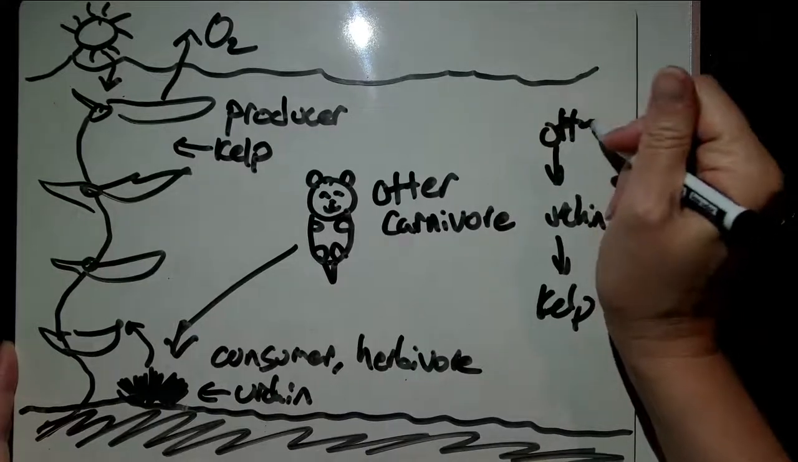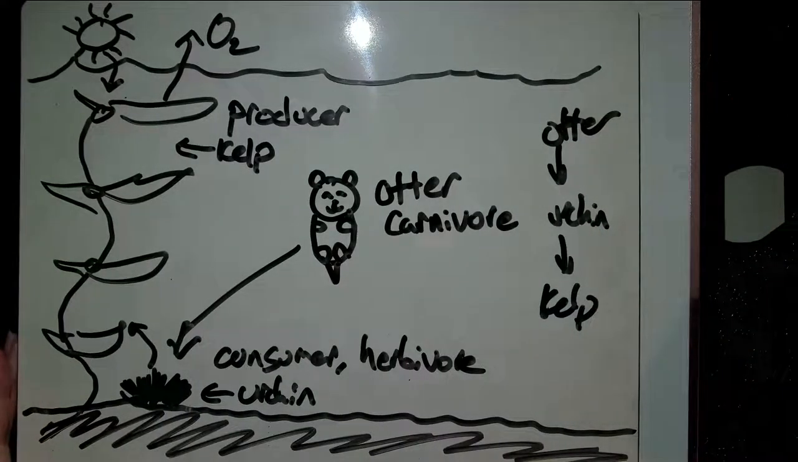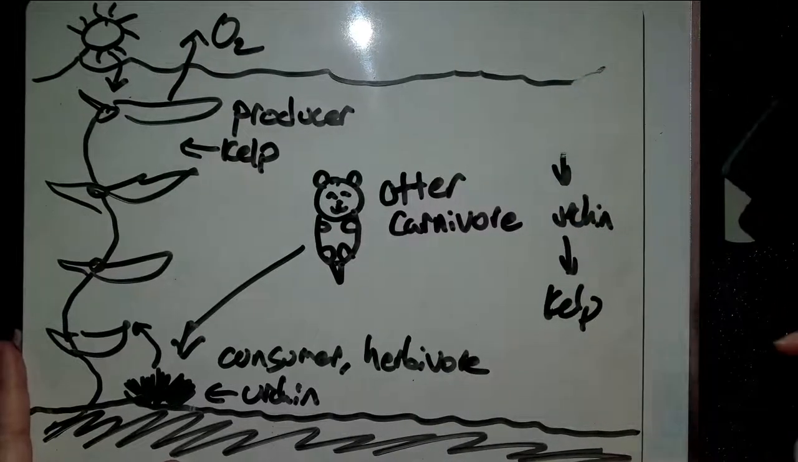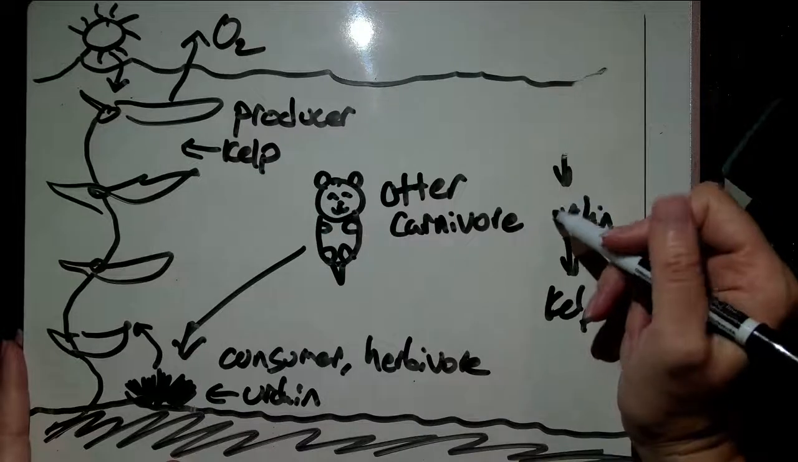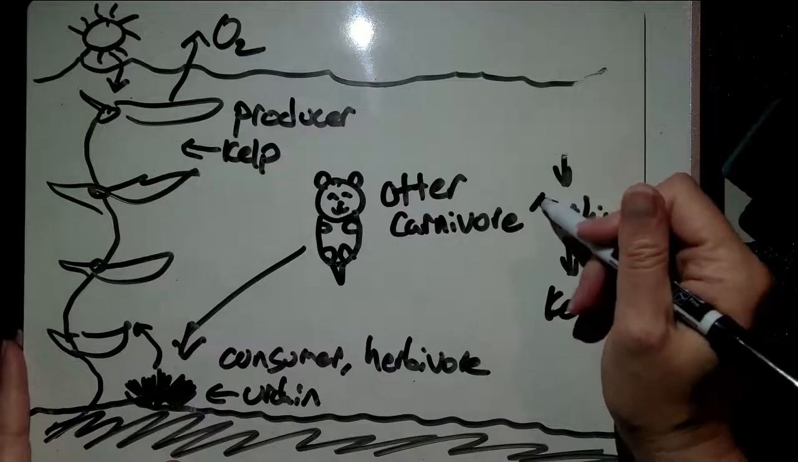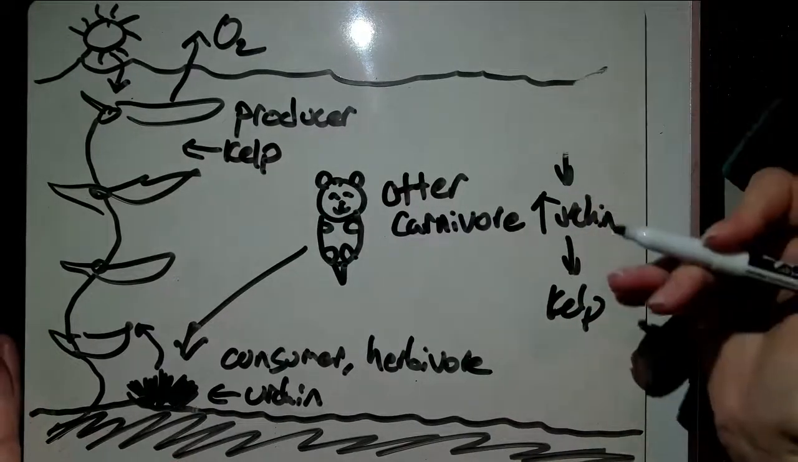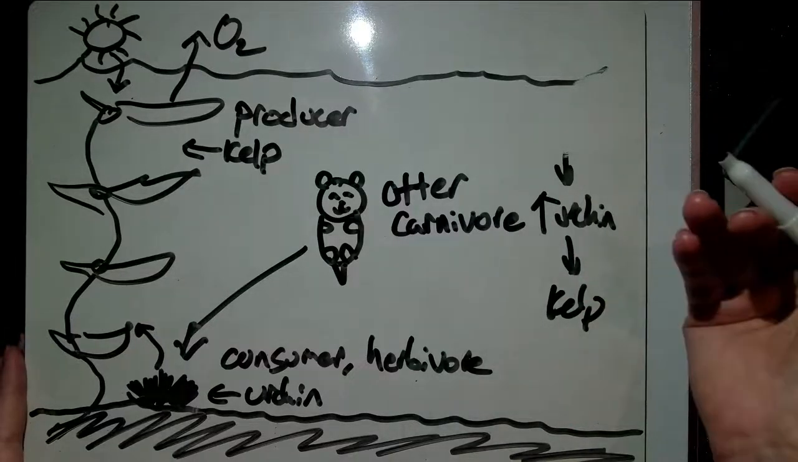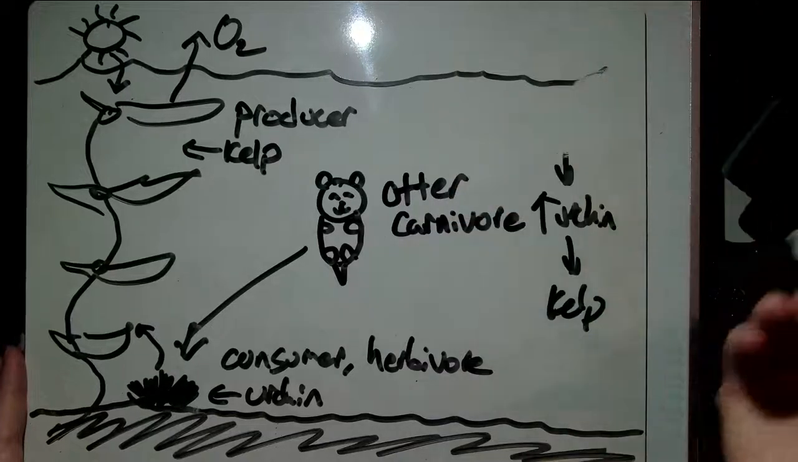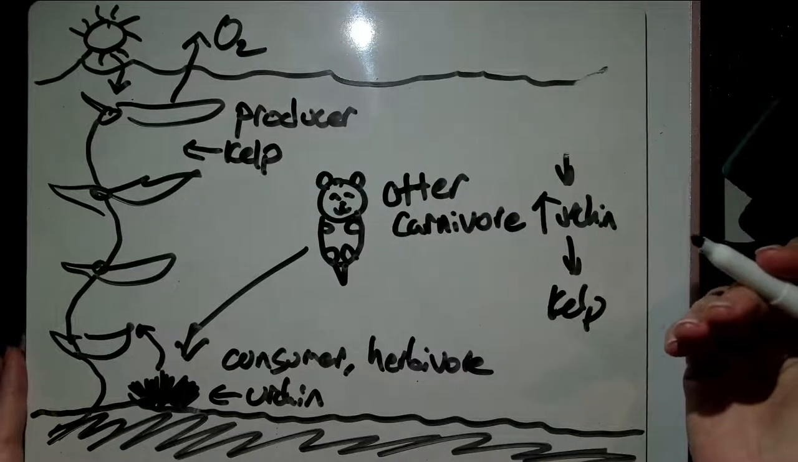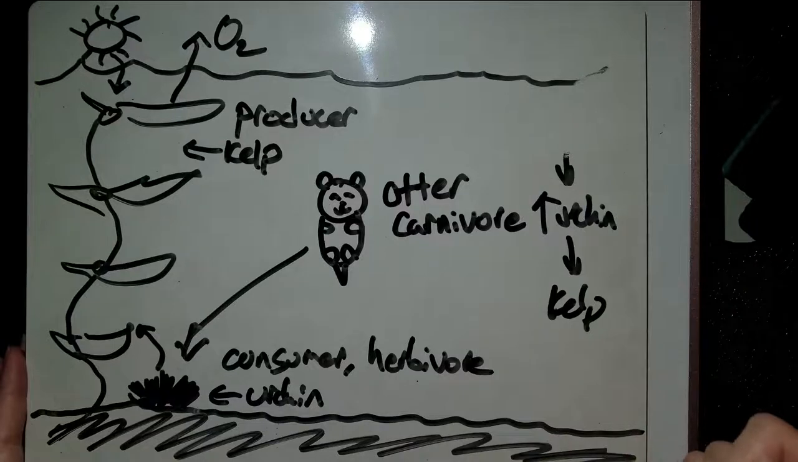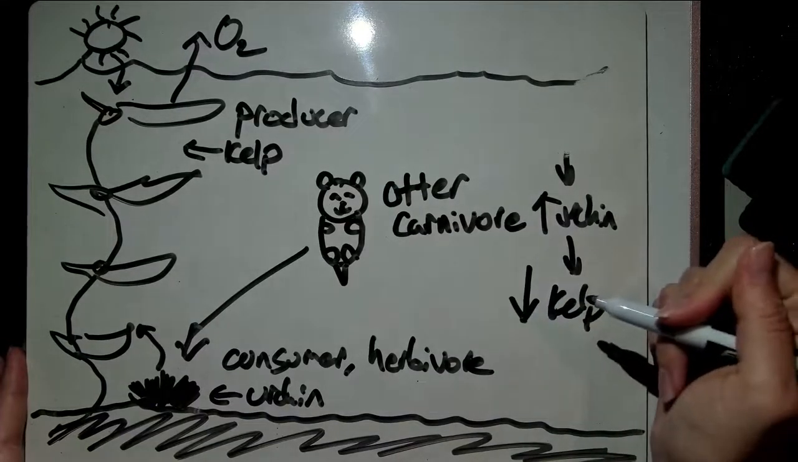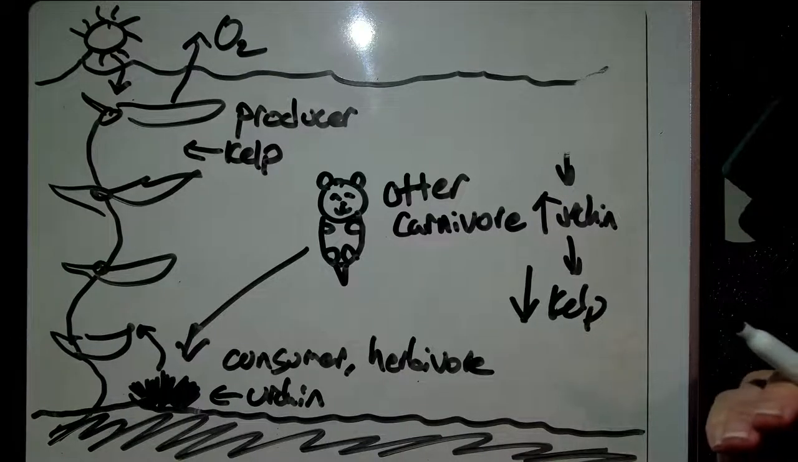to otter. If you start taking away the otters, then all of a sudden the urchin's population is going to go up, right? Because you don't have things that are eating the urchins anymore, so there's going to be more and more and more urchins. If you have an area where all of a sudden you have lots more urchins, they're going to be like, ooh, I have lots of lovely kelp to eat. So the kelp is going to go down.